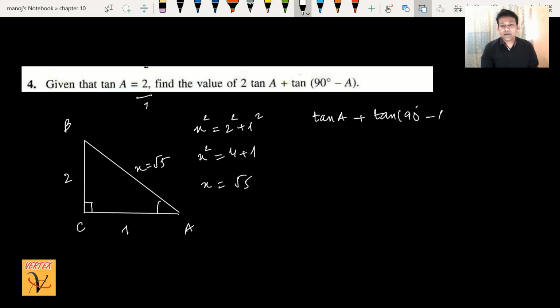90 degree minus A. Again, you don't need to learn by heart what tan 90 minus A equals. Tan A is equal to 2, it's given. Tan 90 minus A means you're talking about this part. According to this angle B, 90 minus A, opposite upon adjacent, 1 upon 2. So when you add it, that's your answer, 5 upon 2 or 2.5 you can write that.